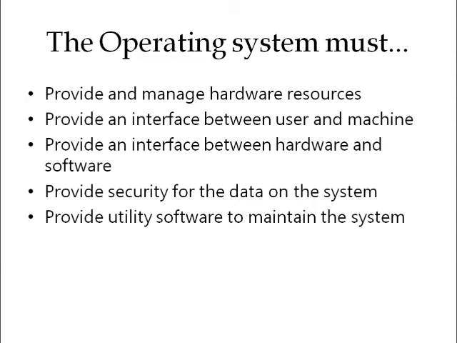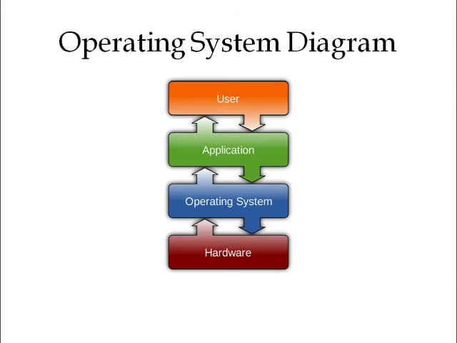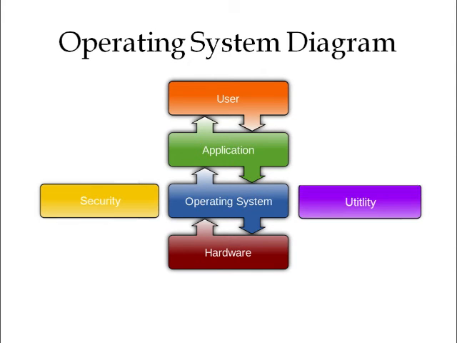Provide security for the data on the system, for example encrypting files. Provide utility software to maintain the system. Here is a diagram showing interactions between the different levels. Don't forget about security or utility.